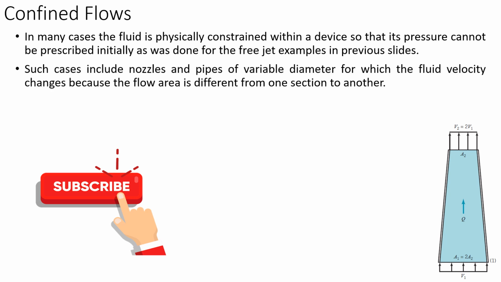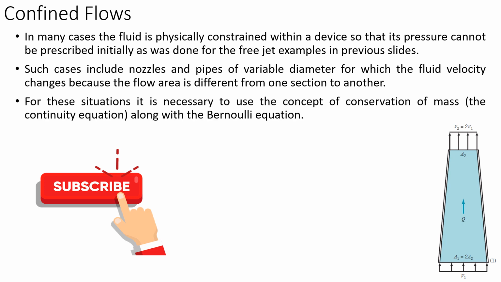Such cases include nozzles and pipes of variable diameter, for which the fluid velocity changes, as we already discussed, due to the cross section of this confined geometry. So for this situation, it is necessary to use the conservation of mass continuity equation along with the Bernoulli equation. So we use the Bernoulli equation plus the conservation of mass principle, that is the continuity equation, to compute this change.